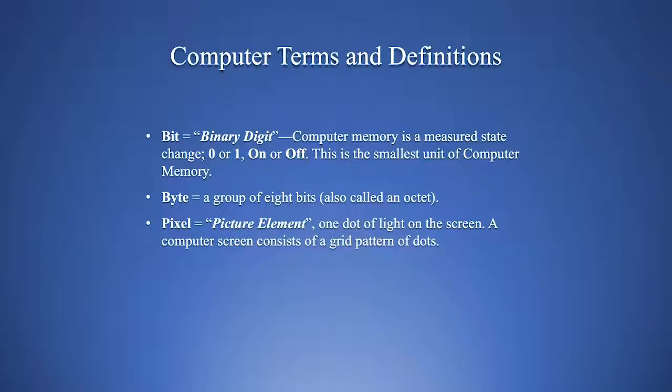A byte is a group of 8 bits. It's also called an octet. A pixel is a picture element. It is one dot of light on the screen. The computer screen consists of a grid pattern of dots of different colors.